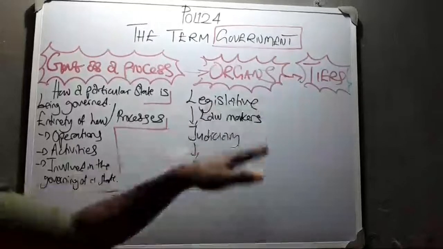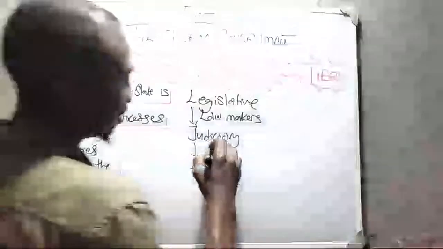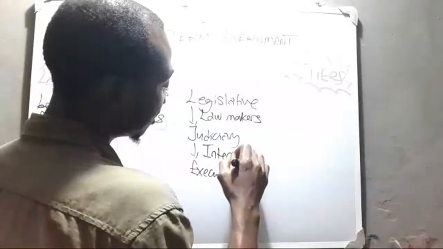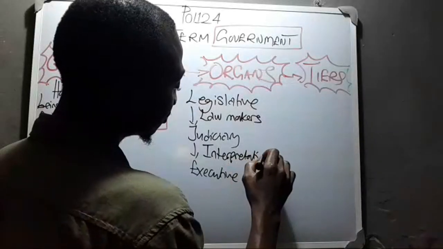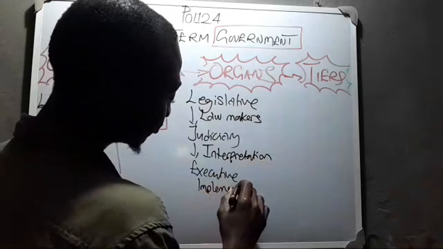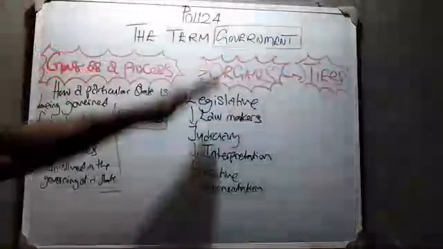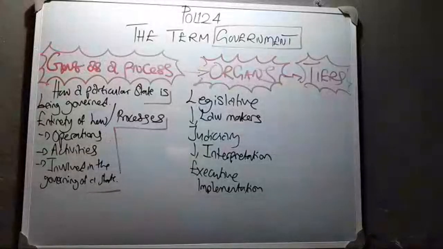Now we have the lawmakers, we have the interpretation, and we have the implementation. So we have the organs and we have the tiers as well.